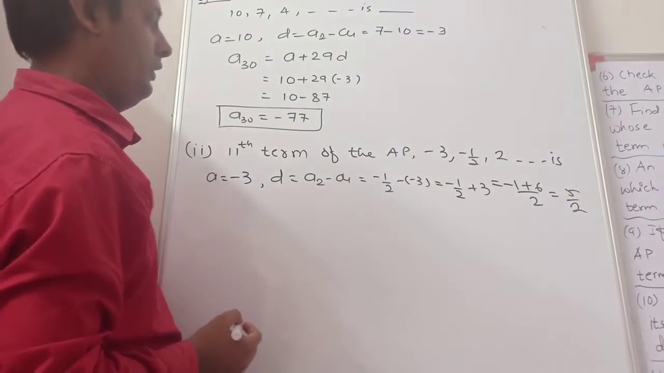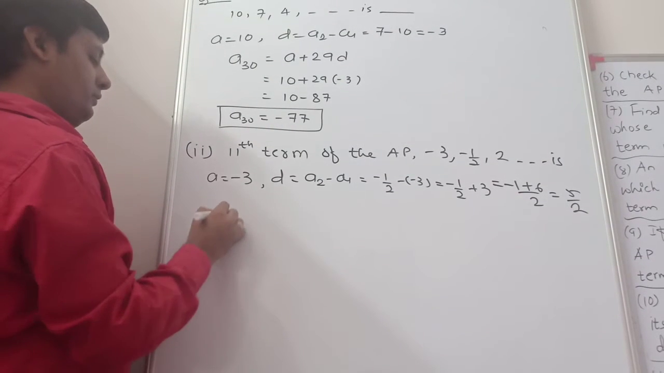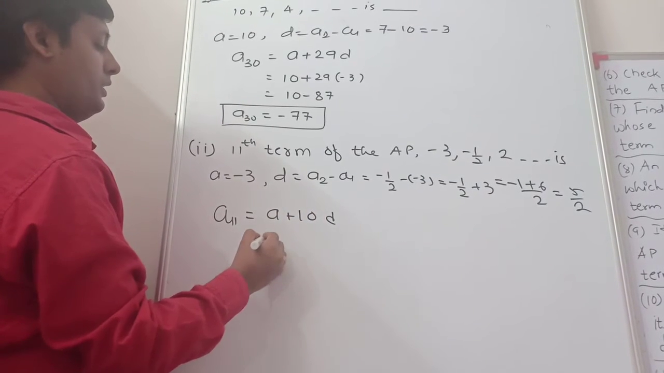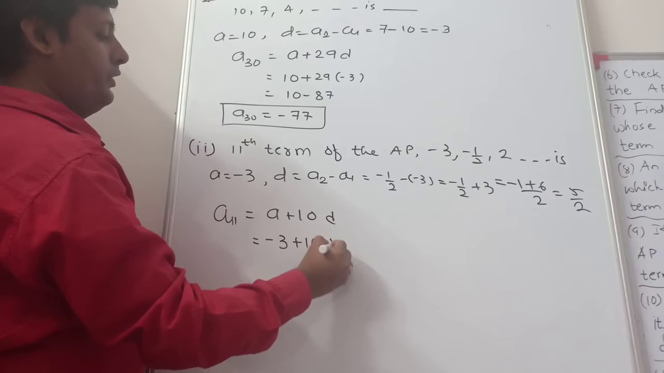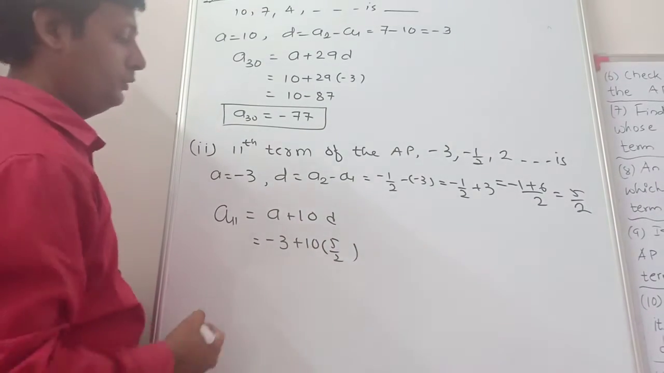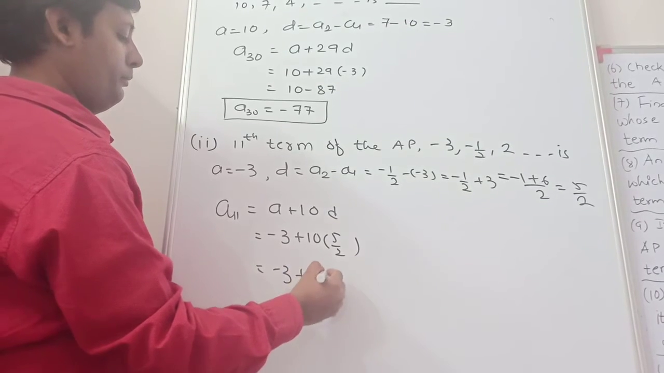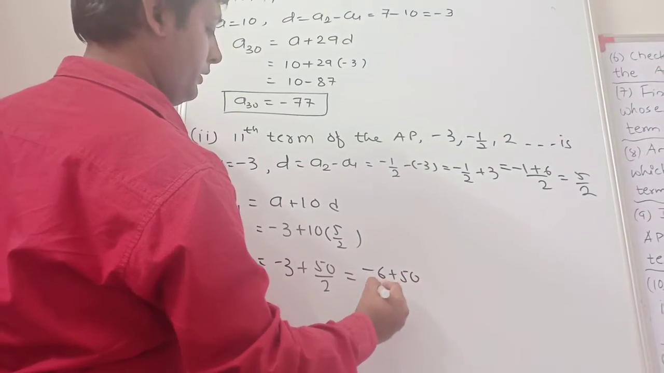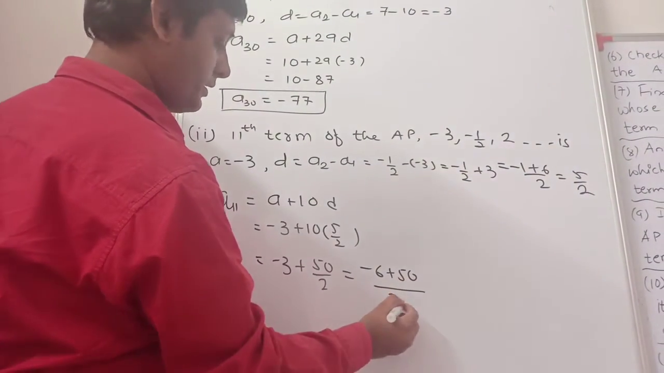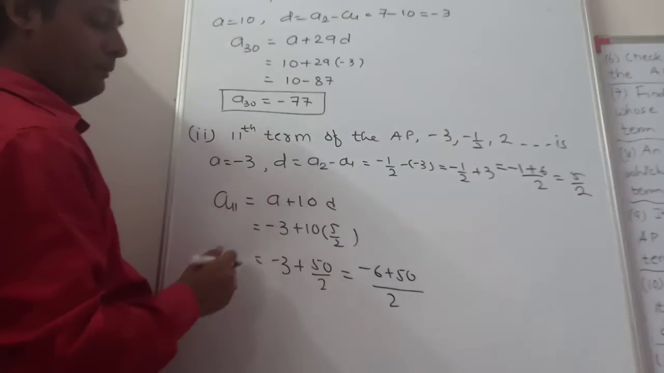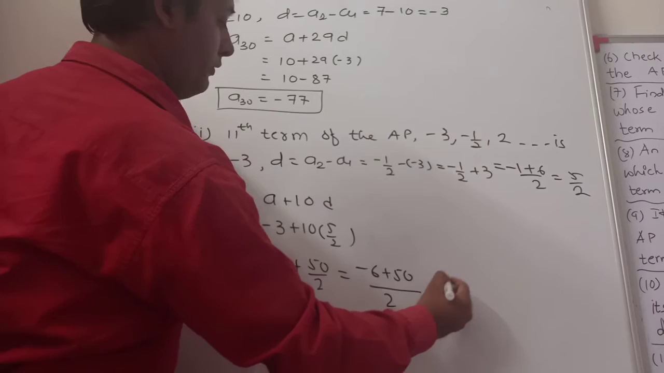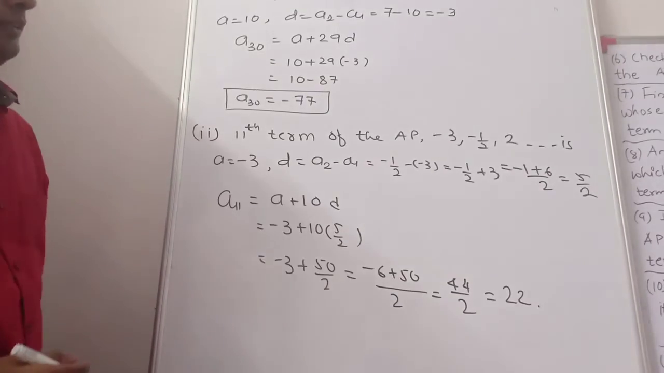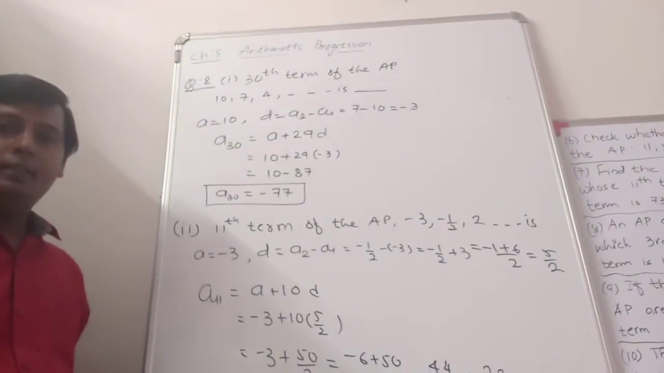Now we want the 11th term, so a11 is equal to a plus 10d. First term, minus 3, plus 10 into 5 by 2. Clear? So minus 3 plus 25 by 2, which is minus 6 plus 25 by 2, so we got 19 by 2. Here a is equal to minus 3. Okay, so here the 44 by 2, we got 22. So this is our option, 22, option B. Clear? Understand?